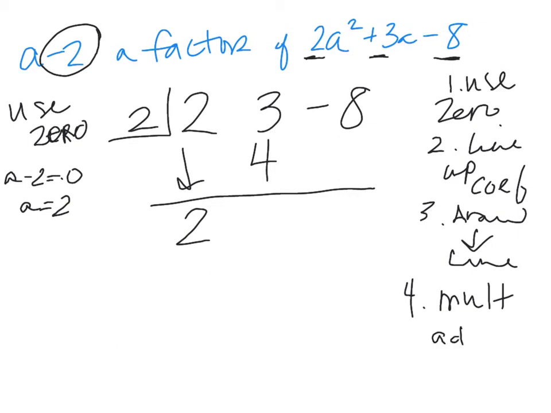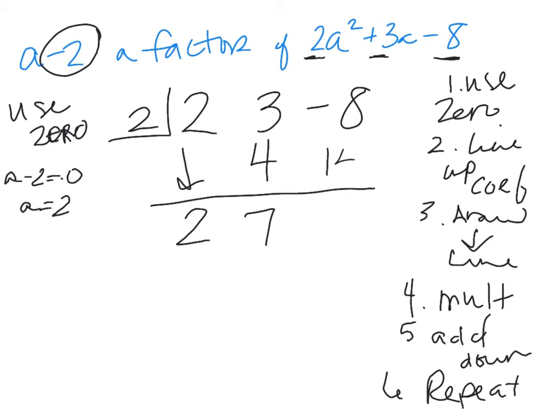Then you're going to add. Here's the great thing about synthetic division: you get to add. Polynomial long division involves subtraction, and it always goes wrong. I always make a mistake when I'm subtracting. So you get to add down. I get 7. Step 6 is to repeat. 7 times 2 is 14. I'm going to put that here. Add down, I get 6.